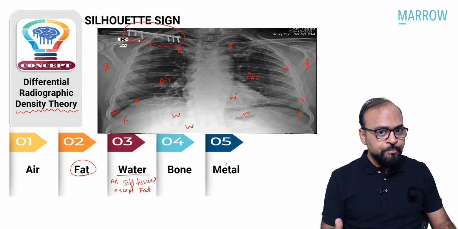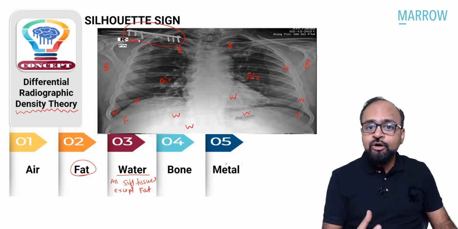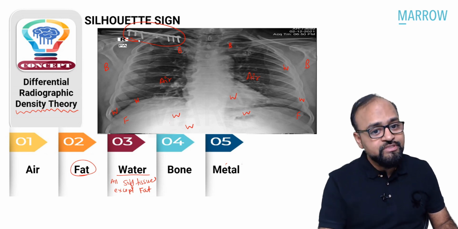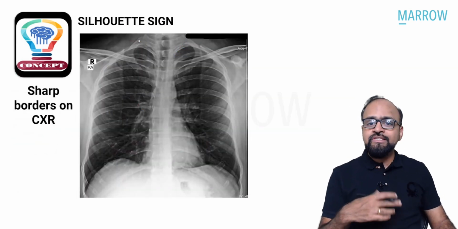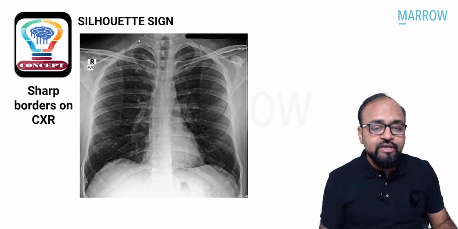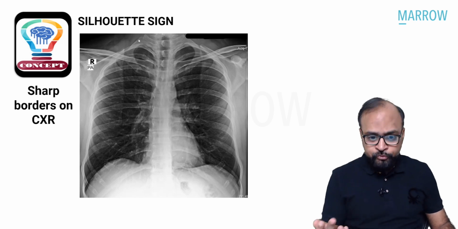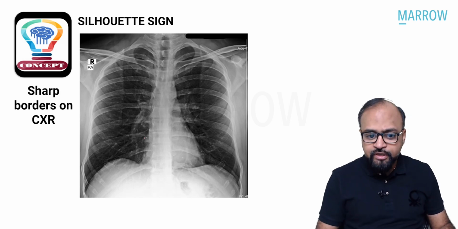Now that we have seen the theoretical basis of this theory, let us see how we can apply it practically and what is the Silhouette sign. The Silhouette sign, pretty simply put, is that whenever you look at a chest x-ray, you need to identify certain sharp margins. If you look at this radiograph, can you see a sharp right heart border here?